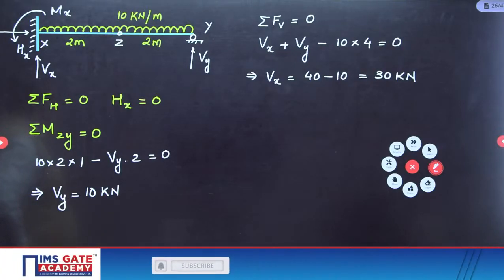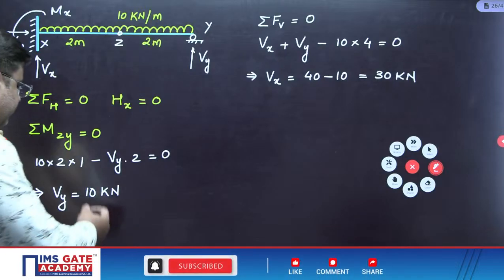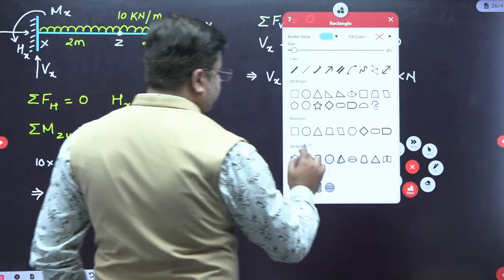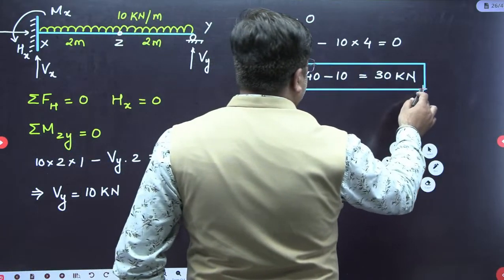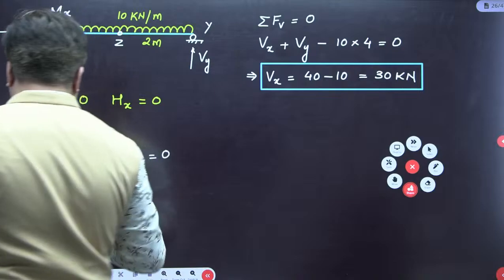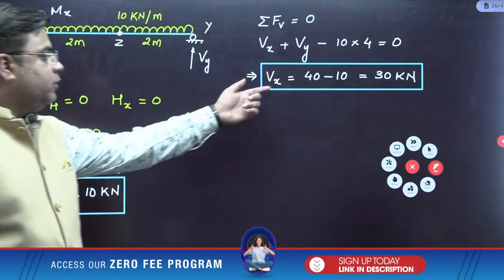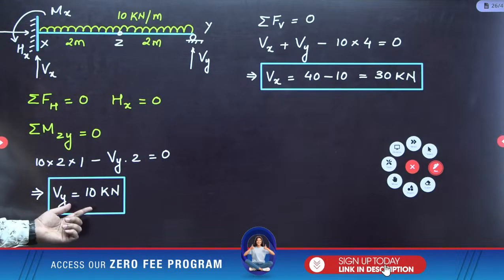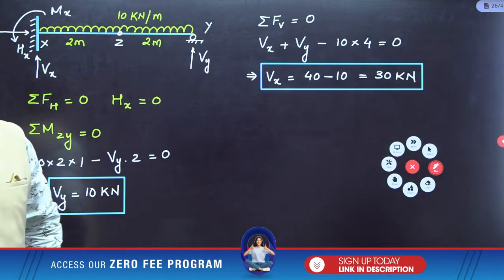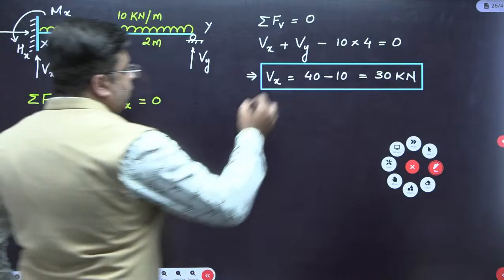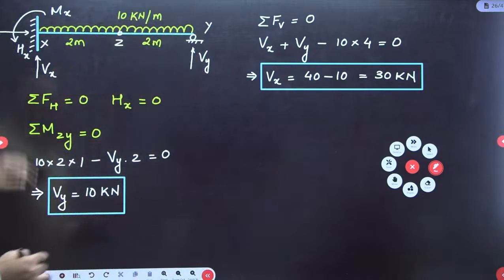Yeah, calculation mistake, Manav sir. Okay, this is correct. Vy is 10 and Vx is 30, everyone. This is fine. Vx is 30 and Vy is 10. Just confirm me once. Yeah, I think it is correct. Absolutely. Now the next thing is, you want this mx.